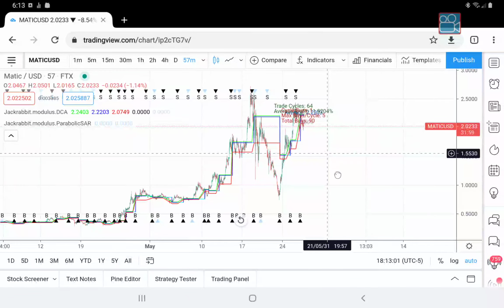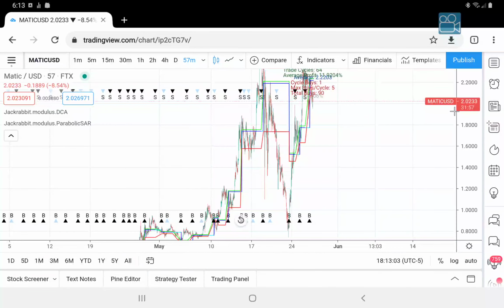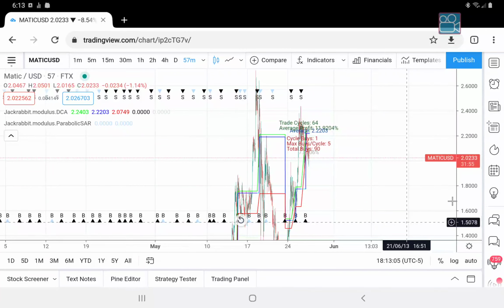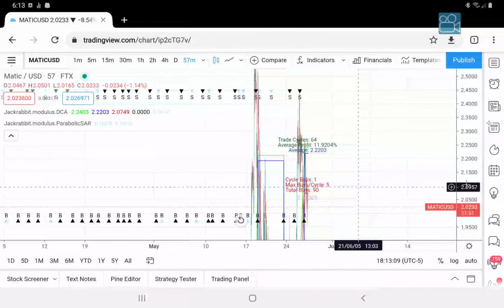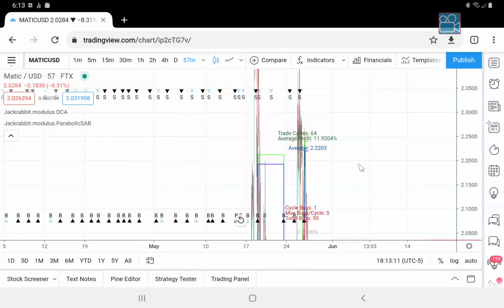Now, Matic has been everybody's favorite darling lately, but it has caused a lot of heartburn for a lot of people. Well, I guess this beats Alka-Seltzer any day. And it hasn't even hit the breaking point. Only 5 max cycles. That's not bad. That's not bad at all.